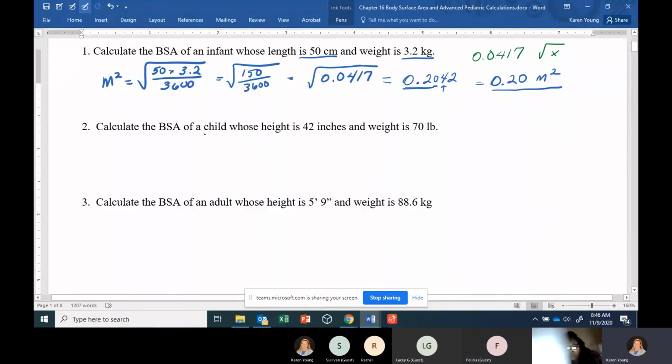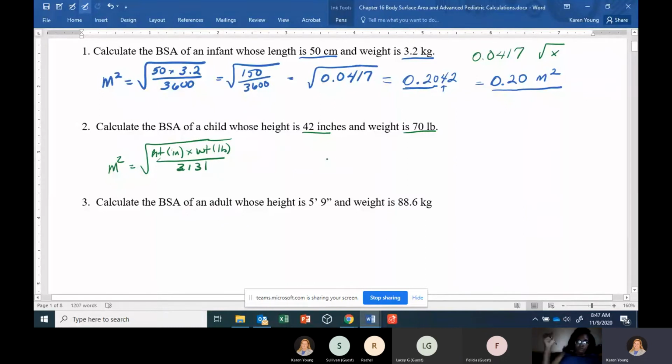All right, so let's look at number 2. We have a child whose height is 42 inches and has a weight of 70 pounds. So our BSA, and I'm just going to write it here, starts with our height. Our height in inches times our weight in pounds over 3131. Okay, so we don't have to convert anything. We're just going to use a different formula.